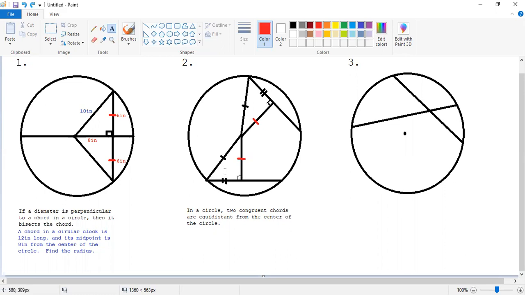So with that in mind, we can prove that the two triangles formed here are congruent, hence the corresponding parts here should also be congruent.